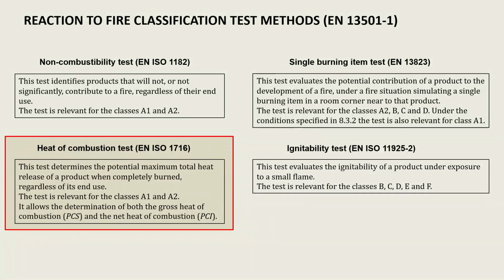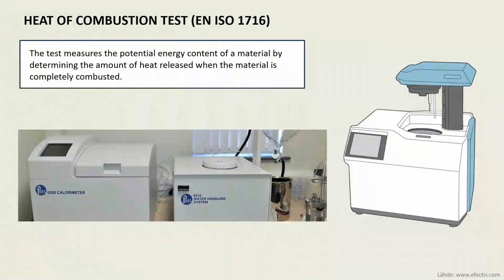Next reaction to fire classification test method is heat of combustion test, EN ISO 1716. Again, this test is relevant to classes A1 and A2. In this test, potential maximum total heat release is determined after completely burning the product. In other words, we are determining the heat of combustion or calorific value.